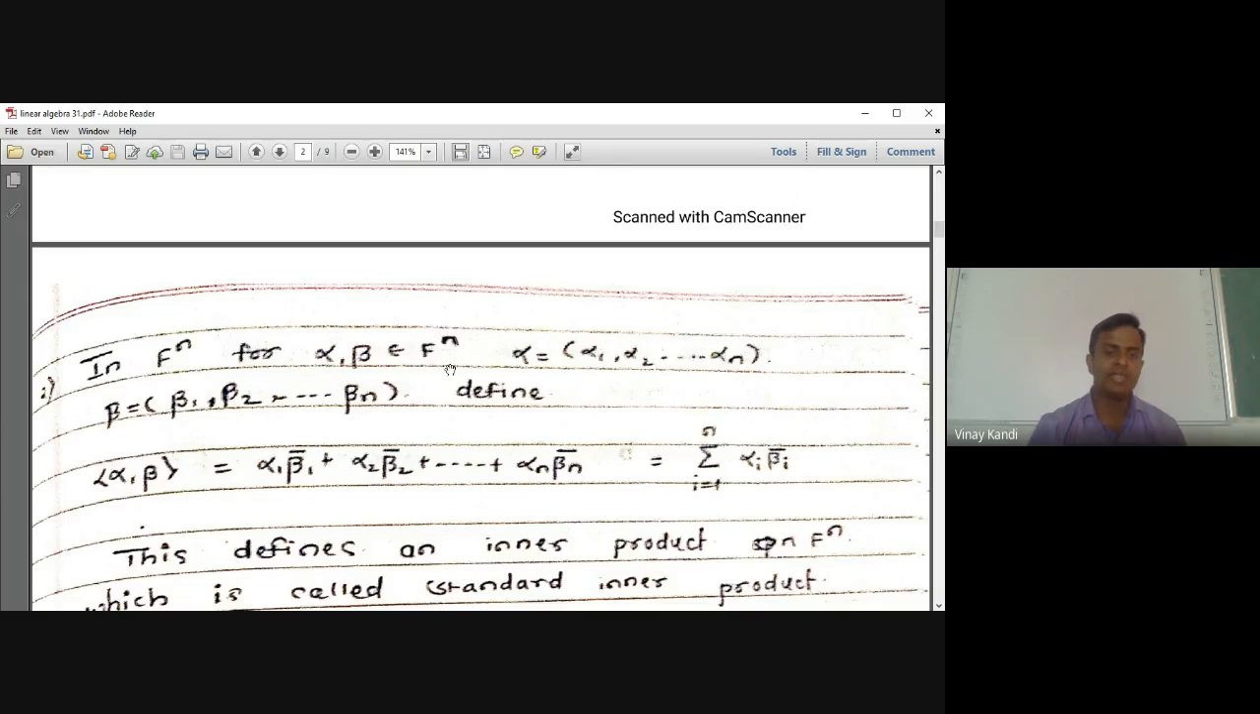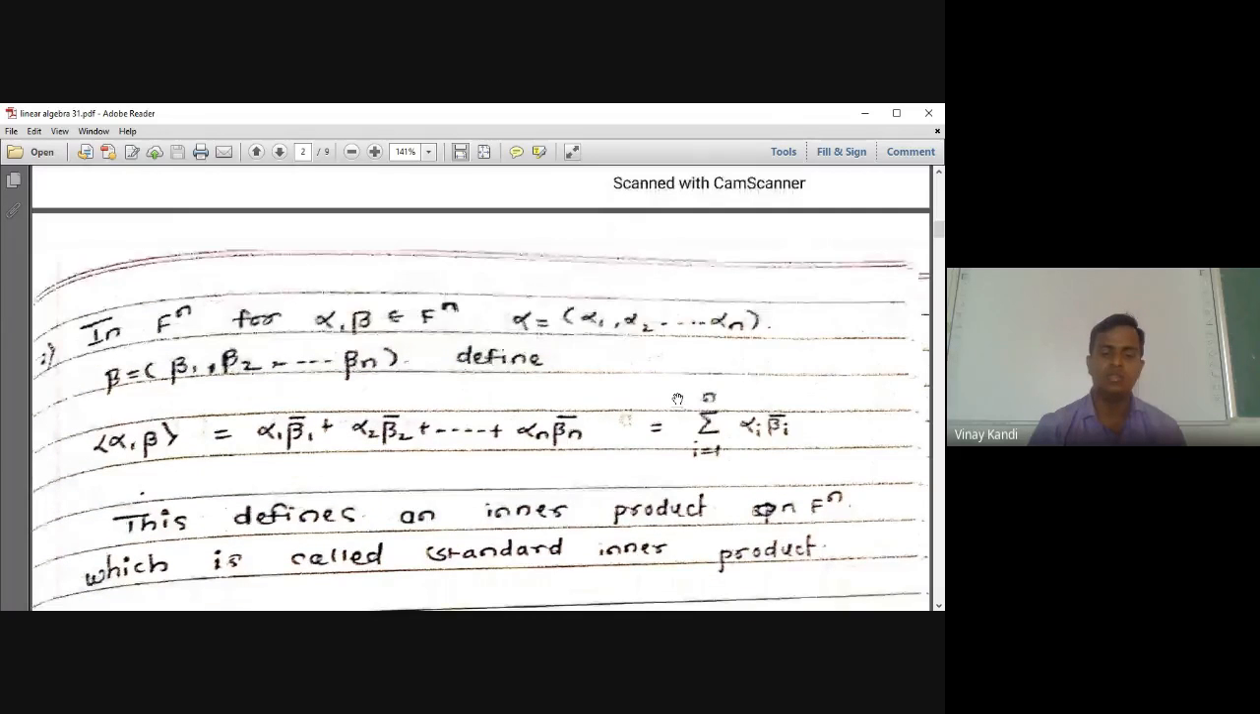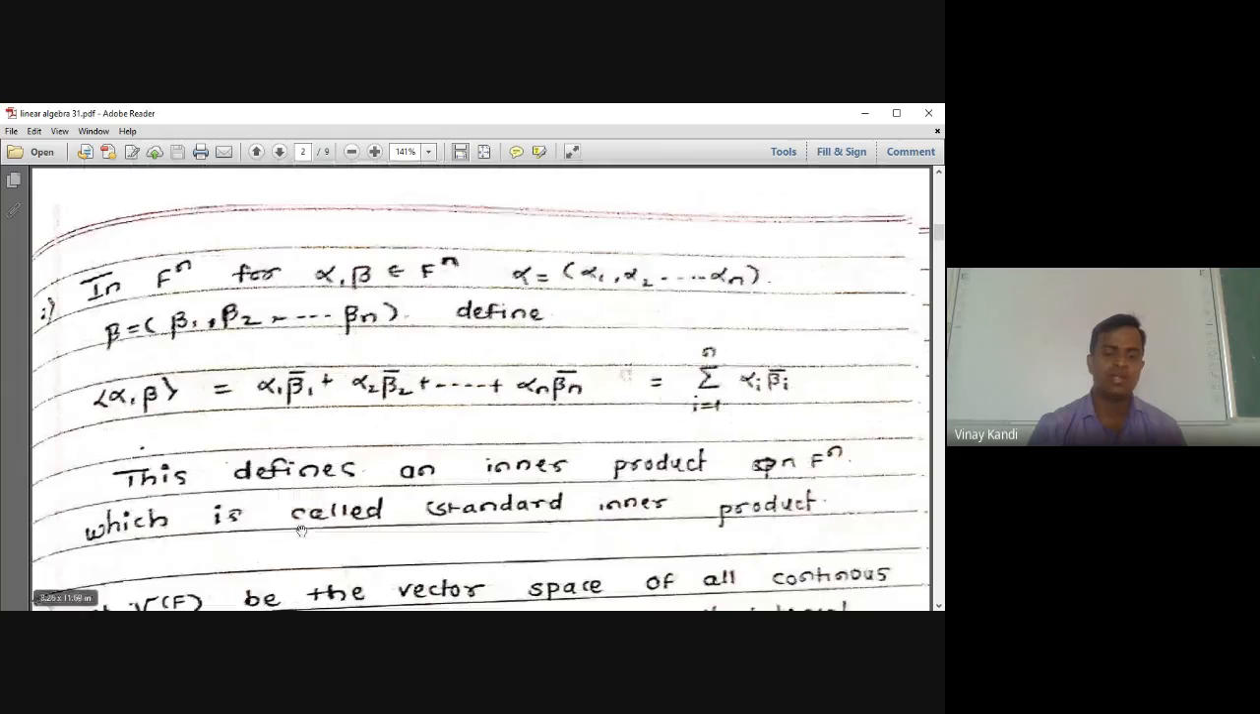Fn is the vector space over the field F. This defines an inner product on Fn, which is called the standard inner product. In the previous example, we took the field F as the set of real numbers. This is a definition of inner product space.